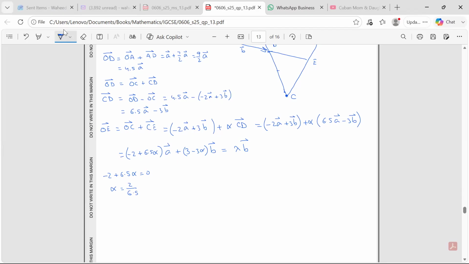I can substitute this over here because I know that B has to be equal to B. So 3 minus 3 alpha must be equal to lambda, where alpha is equal to 2 over 6.5. So 3 minus 3 times 2 over 6.5 is the value of lambda. This can be calculated and simplified as 27 over 13. So this is the value of lambda which we needed to find out.